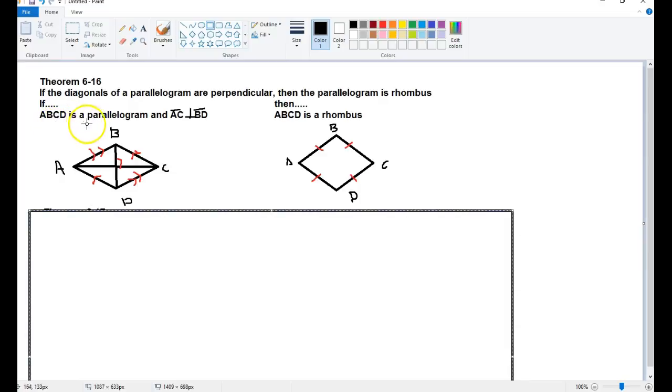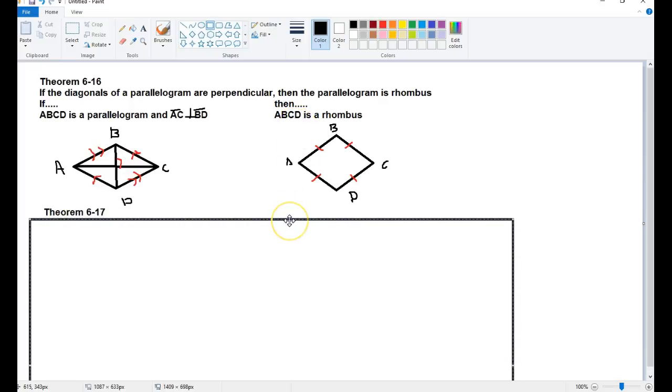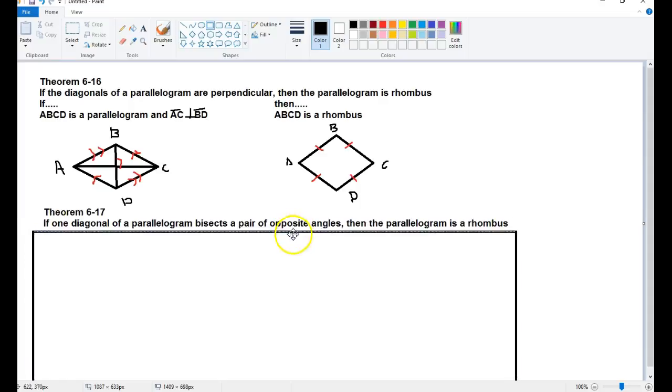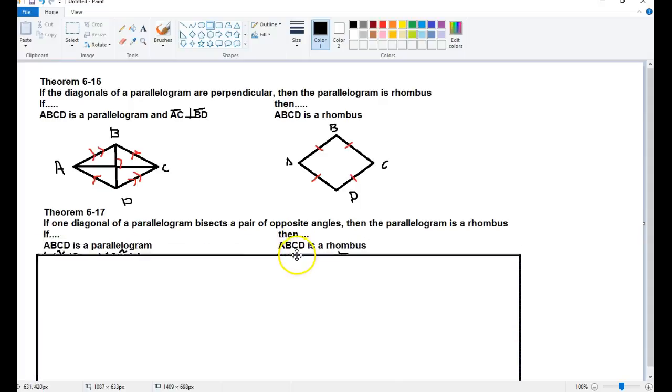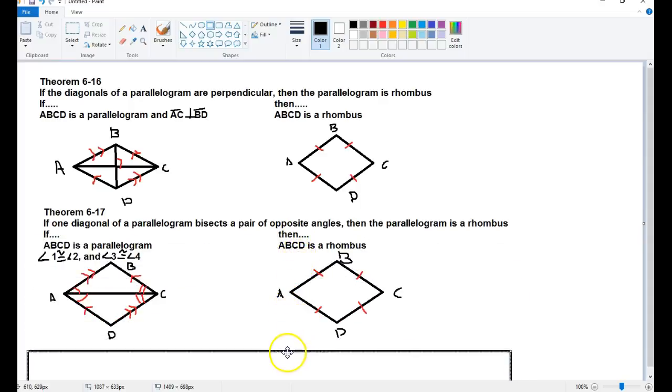So ABCD is a parallelogram, and AC and BD are perpendicular, making this beautiful right angle. These opposite sides are parallel. If those criteria fit, then this figure is a rhombus. Next one, theorem 617. If one diagonal of a parallelogram bisects a pair of opposite angles, then the parallelogram is a rhombus. Again, the converse.